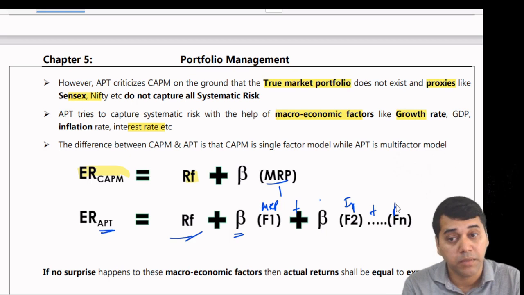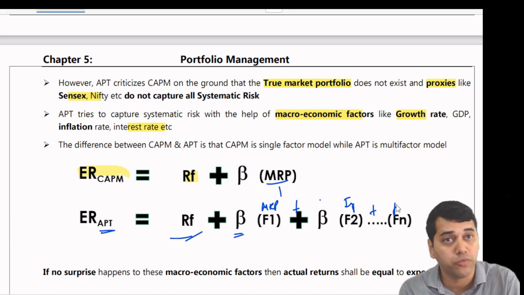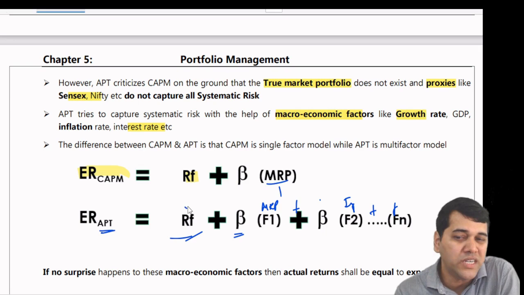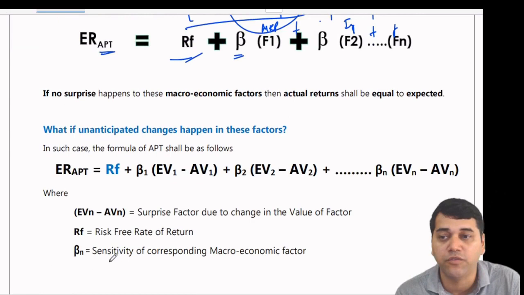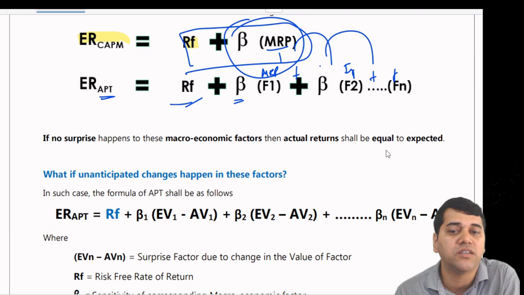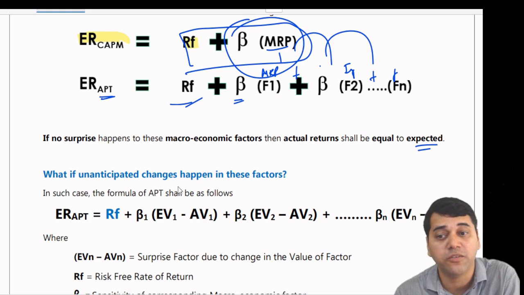But there is a lot of data involved. Data analysis is required, and certain information you may not gather properly. But the other argument is, don't just consider one factor, consider many. That is called arbitrage pricing theory. If no surprise happens, then the actual return shall be equal to the expected return. So what if unanticipated changes happen in the factors?